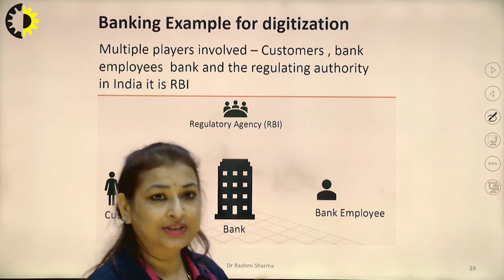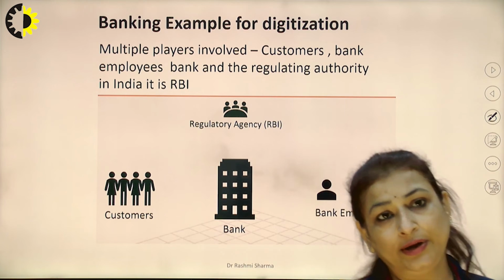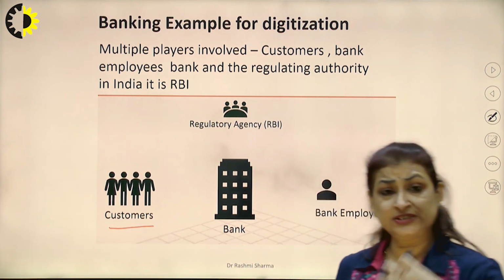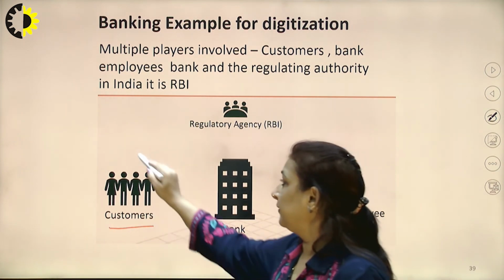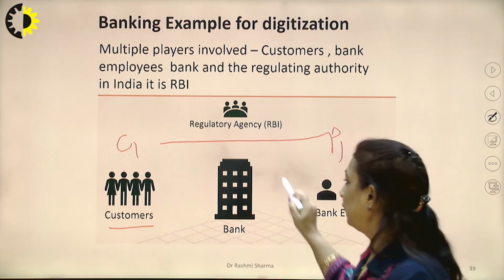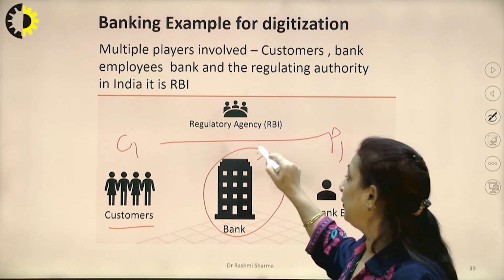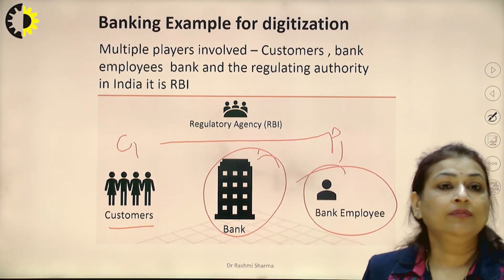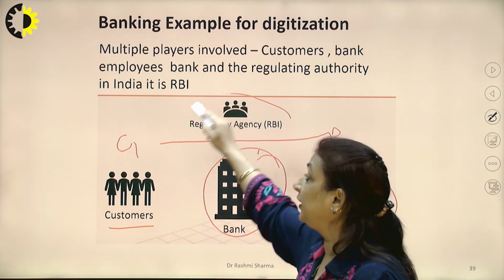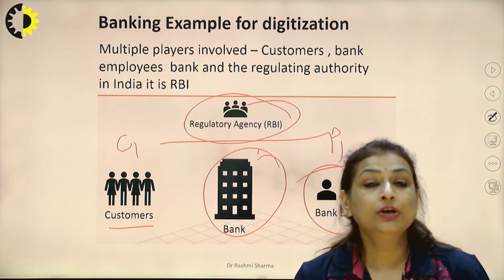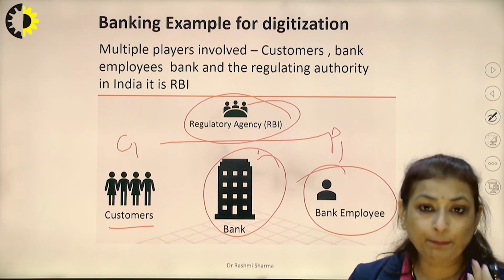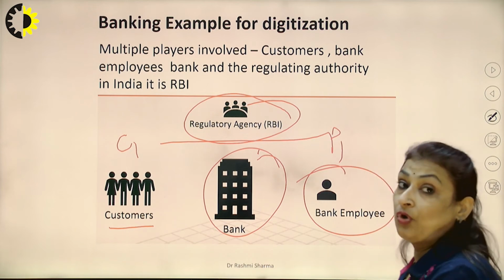When we do transactions in the bank, multiple authorities come into the picture. One is the customer, like me. The customer makes a transaction, say from C1 to person P1. While making this transaction, obviously the bank server and the bank employee come into the picture. Here we have one regulating authority. Why doesn't the bank commit fraud? Because in India we have a regulating authority called the RBI. Whenever there is fraud in the bank, the bank has to report to RBI, so the bank doesn't do anything wrong.